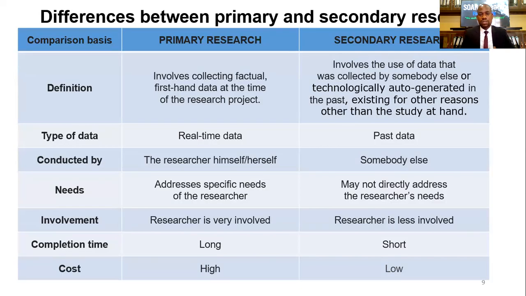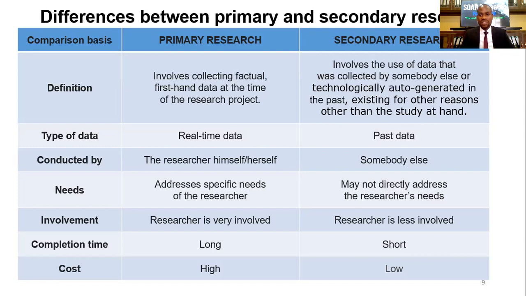So just in a bigger context, what are the differences between the primary and secondary research? So the primary research involves collecting factual or first-hand data at the time of the research project. This is where you make your questionnaire and then you go and ask people to participate in your study and collect data real time. That is primary research. Secondary research, on the other hand, involves the use of data that was collected already by someone else or technologically auto-generated in the past. I mean, machines can produce data that you can analyze.